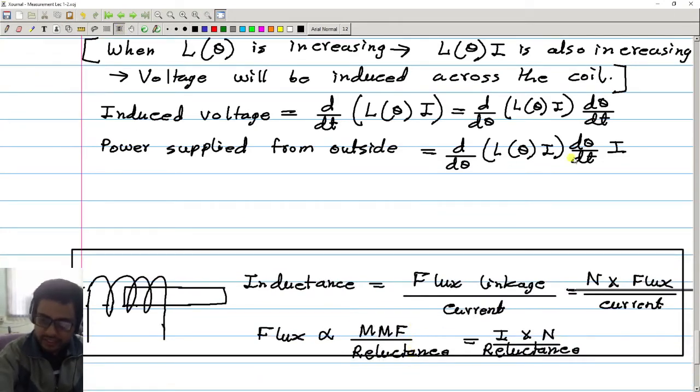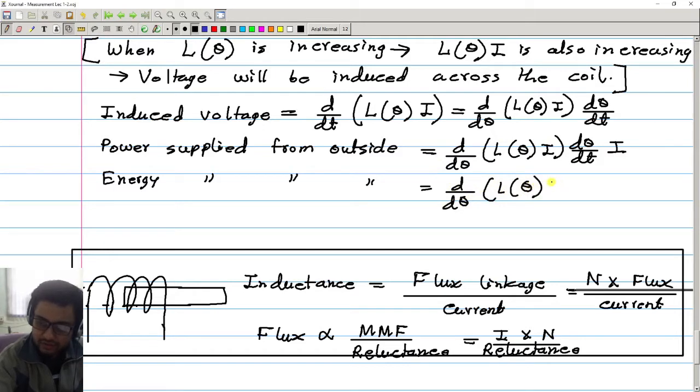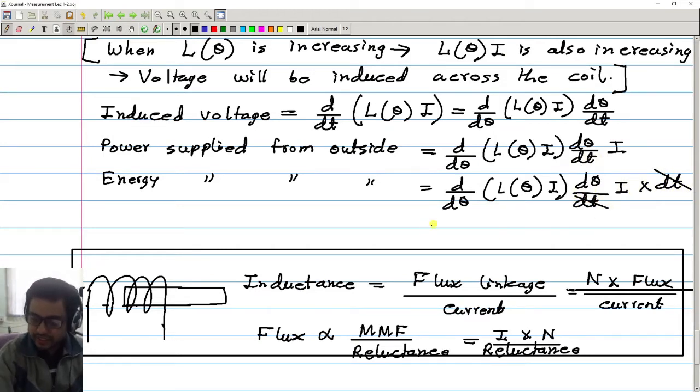Okay, so this is the power. So energy supplied from outside will be the power multiplied by time. So this dt will go away. Okay, so that's the energy.